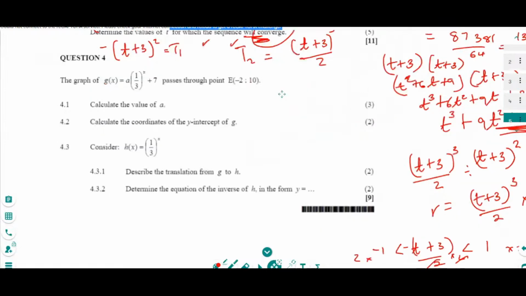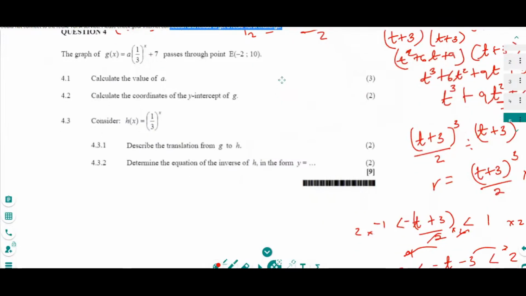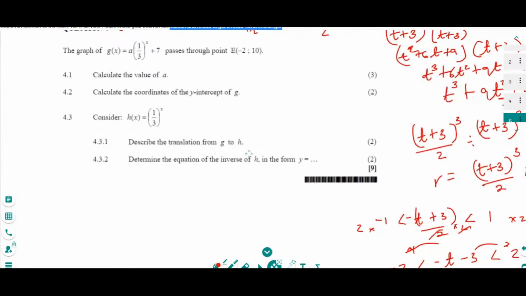Then question number 4, they're telling us the graph g of x. Remember, g of x is the same as y. Okay, so it's like y is equal to a times 1 over 3 to the exponent of x plus 7, and this passes through this point. They want us to get the value of a. So what we do, we have our x value here, we have our y value. Let's substitute into that. So that's going to be 10 is equal to a times 1 over 3 to the exponent of -2 plus 7. I'll move the 7 to that side.